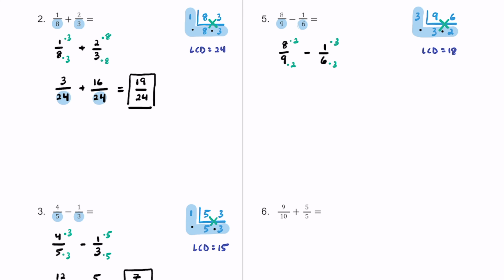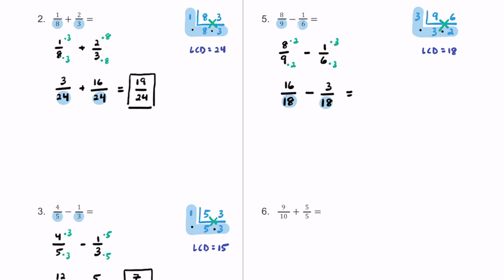And so on top here for the first fraction, 8 times 2 would be 16. And on bottom, 9 times 2 is 18. And for the second fraction, 1 times 3 is 3 on top, and then 6 times 3 is 18. So we have 16/18 take away 3/18. Now that we have common denominators, which is the least common denominator, or LCD, we can subtract.